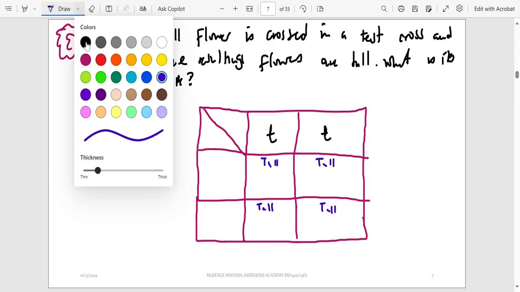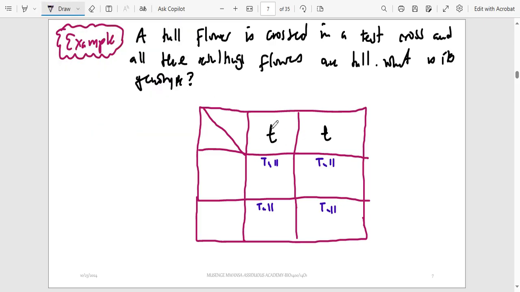If all the offspring are tall, already you can see that from this small t and this small t, in each one of these boxes you're supposed to have a small t, coming from the recessive parent. Now the only way all of the offspring can be tall, because you already have one small t, is that you're supposed to have a capital T here, also a capital T here, also here, and here. This is telling you that the allele that we had here was a capital T.